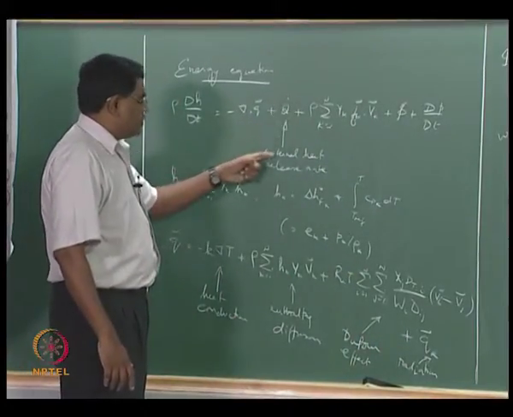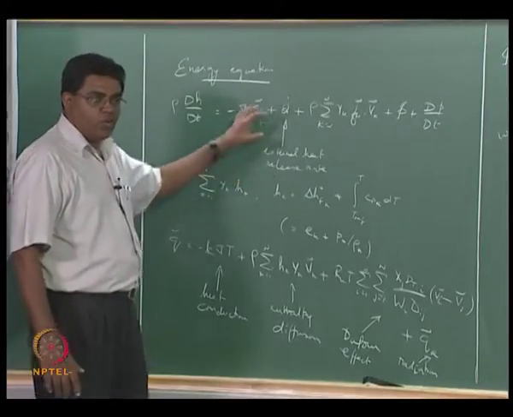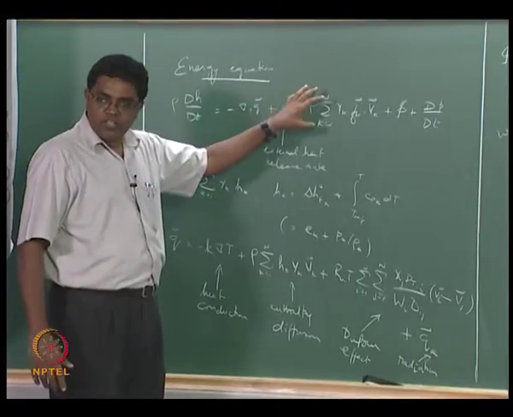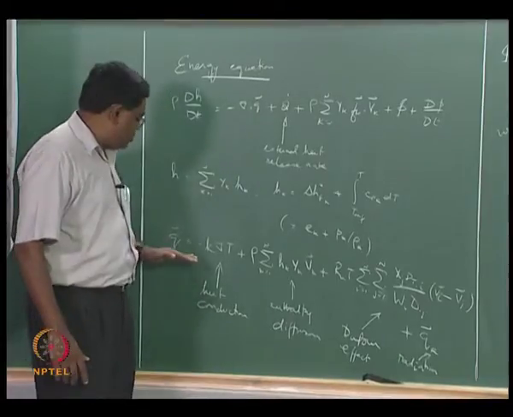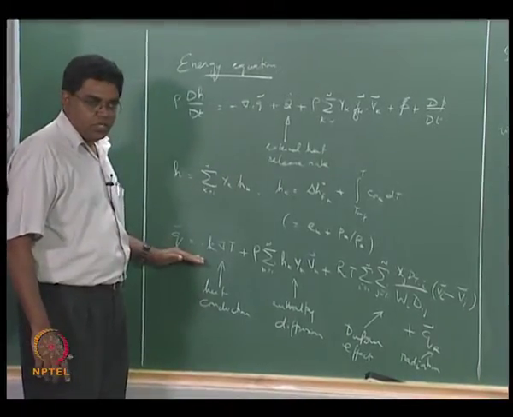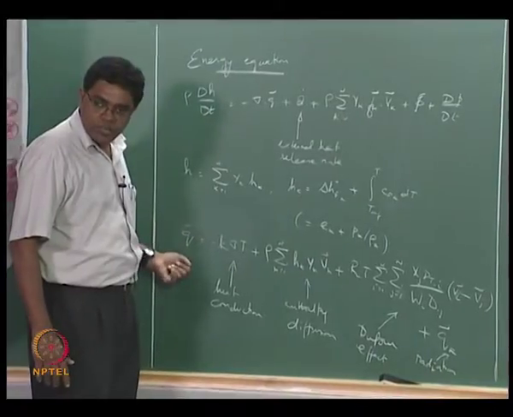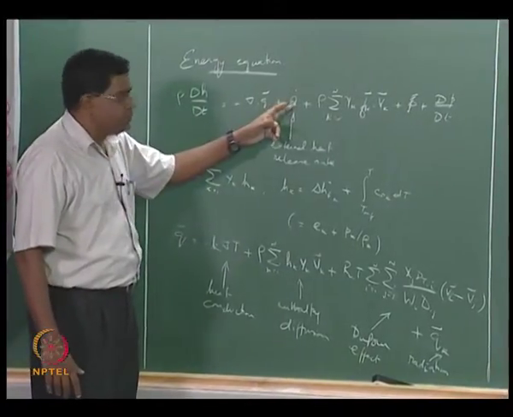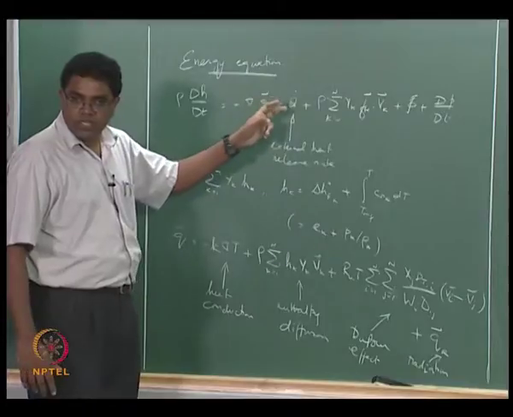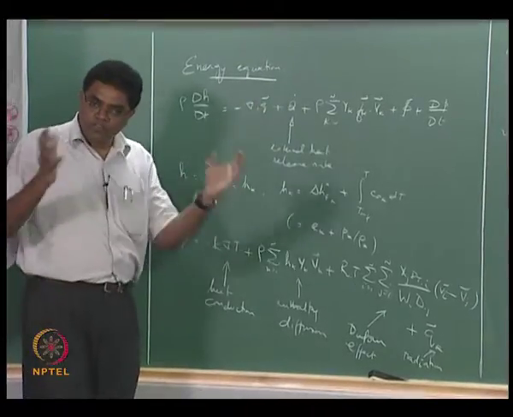Q dot is an external heat release rate. This is the volumetric heat release rate. This is actually having units like watts per meter squared. So you're looking at actually a heat flux over here, but this is more like watts per meter cubed, because we are looking at volumetric heat release that is within the domain.